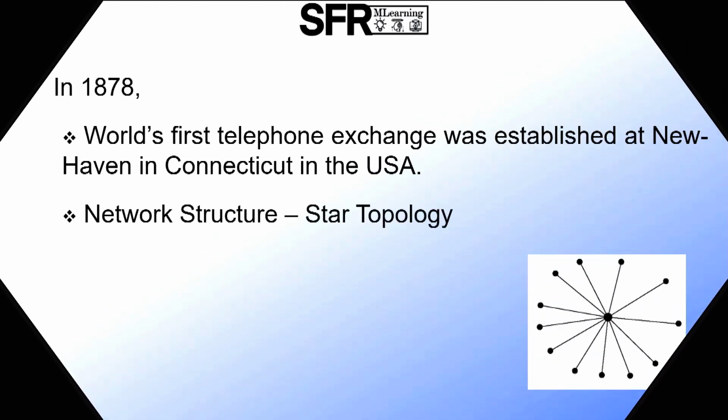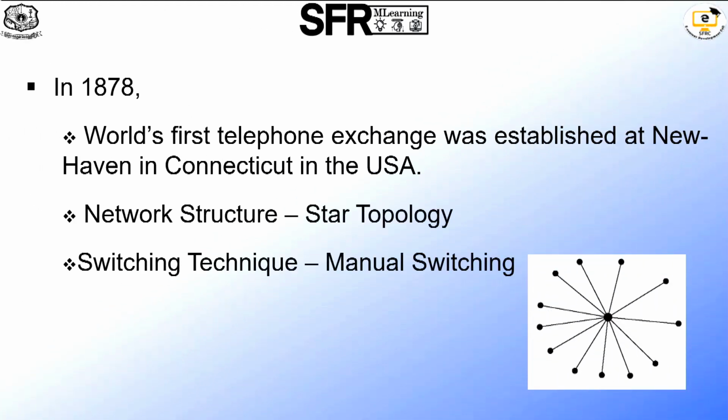In 1878, the world's first telephone exchange was established at New Haven in Connecticut, USA. Each customer's call made a ringing sound in the telephone company office, which then manually connected the caller to the callee by using a short jumper cable. The structure of the network is star topology and the switching technology is manual switching. Here the diagram represents the centralized switch.